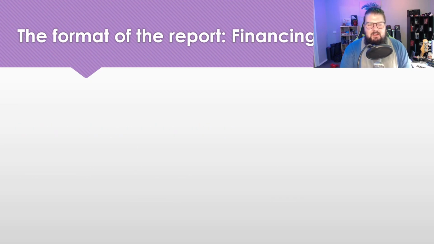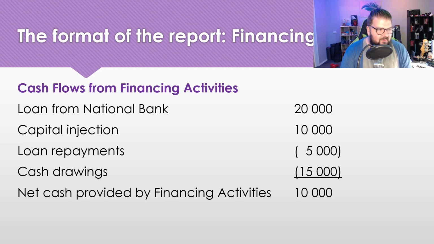Finally, we have our financing activities. So you can see we've got a loan from National Bank. We have a capital injection that we've made, but we've also made a loan repayment and we've got $15,000 of cash drawings. So here we have a net increase in our cash flows of $10,000.